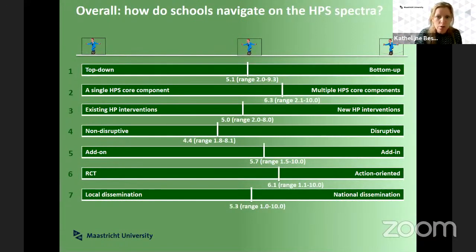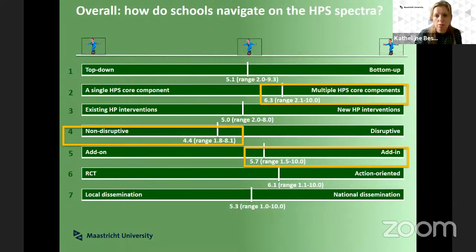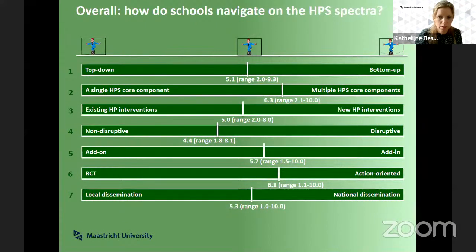So what are the results now? Overall, in the SHE member countries, there is a trend towards adopting multiple components, indicated by the 6.3. Non-disruptive approaches, indicated by the 4.4. Add-in approaches, indicated by the 5.7. And finally, the action-oriented research, indicated by the 6.1. The mean score of spectrum 1, 3, and 7 is around 5. And again, this is at group level, of course.